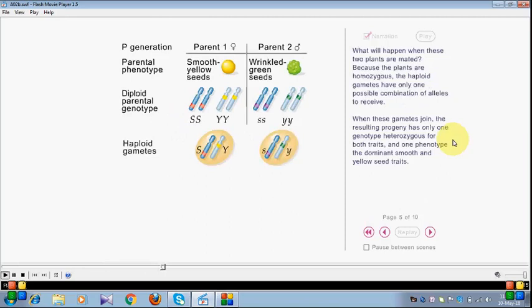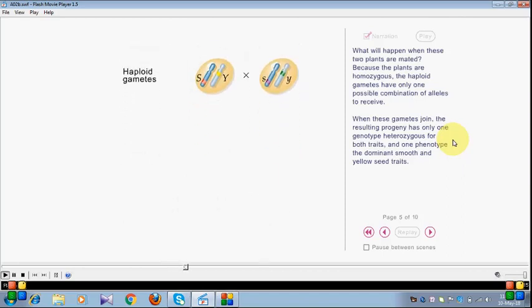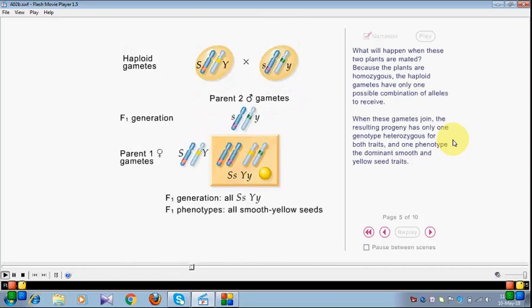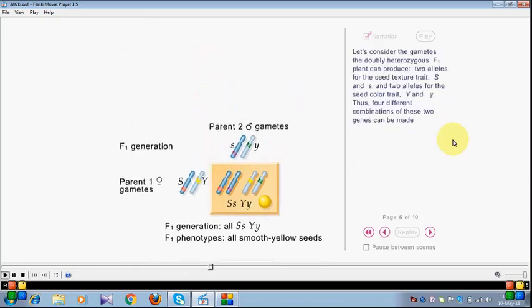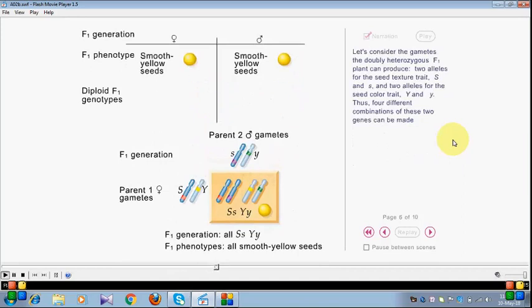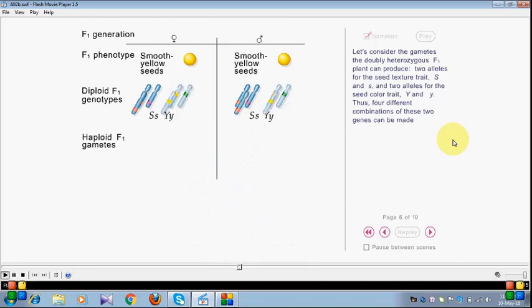Because the plants are homozygous, the haploid gametes have only one possible combination of alleles to receive. When these gametes join, the resulting progeny has only one genotype, heterozygous for both traits, and one phenotype, the dominant smooth and yellow seed traits. Let's consider the gametes the doubly heterozygous F1 plant can produce. 2 alleles for the seed texture trait, big S and little s, and 2 alleles for the seed color trait, big Y and little y. Thus, 4 different combinations of these two genes can be made.